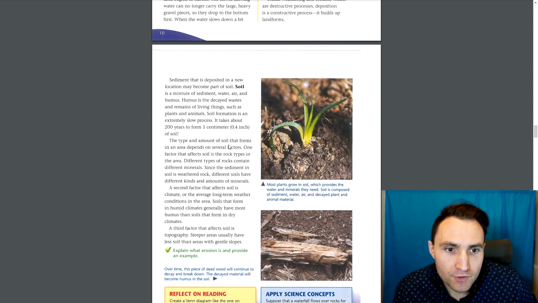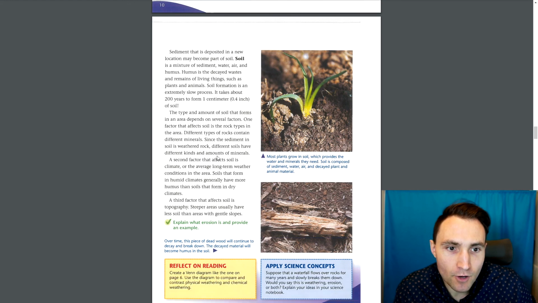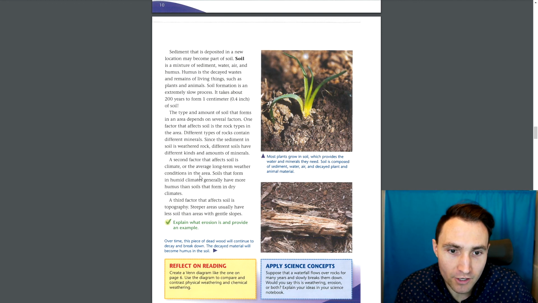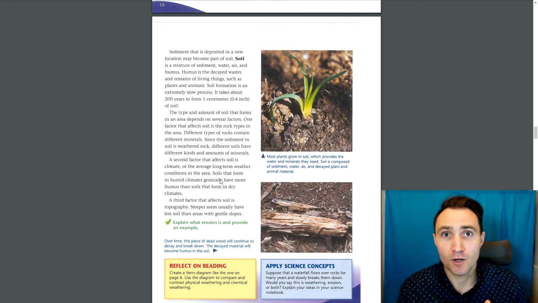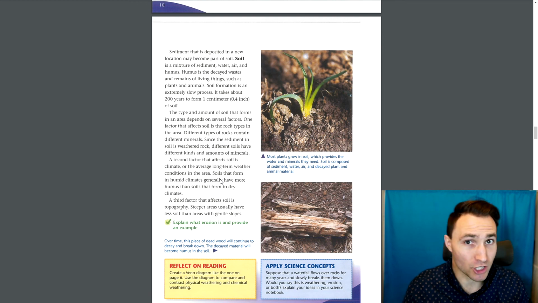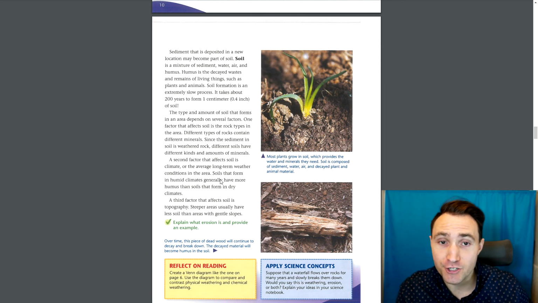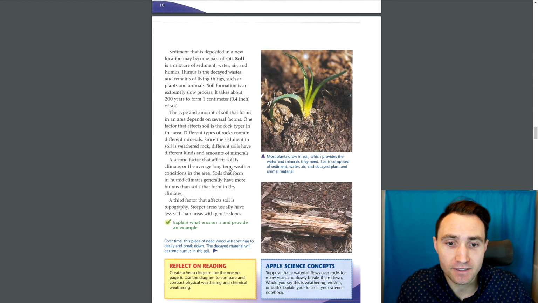The type and amount of soil that forms in an area depends on several factors. One factor that affects soil is the rock types in the area. Different types of rock contain different minerals. Since the sediment in soil is weathered rock, different soils have different kinds and amounts of minerals. A second factor that affects soil is climate, or the average long-term weather conditions in the area. So is the area really hot for a long time? Is it really cold? Is there a mixture of that? That impacts the kind of soil that is formed.